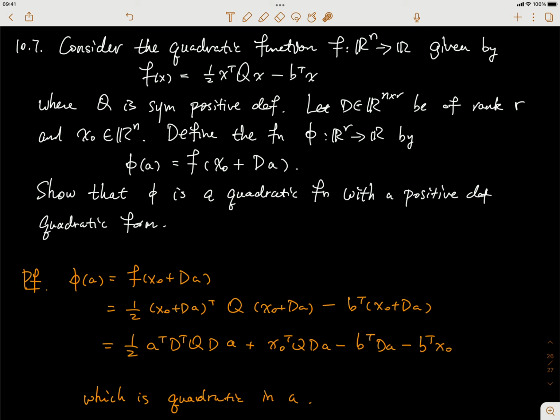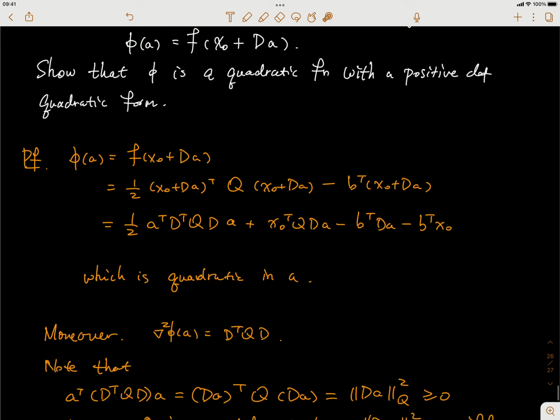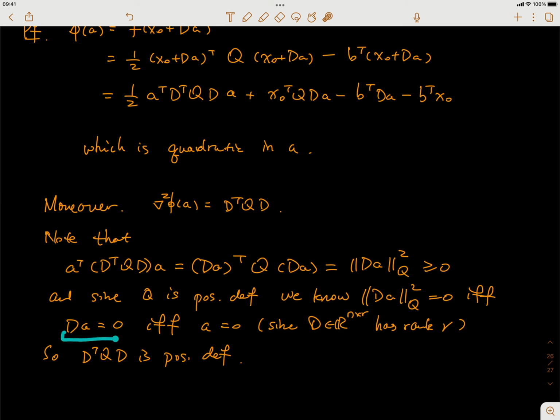of rank r, that means D has full column rank, meaning that the columns of D are linearly independent. So if you have Da equals 0, then that means you're making a linear combination of the columns of D using the components of a as coefficients. You get 0, then the only way that can happen is that the coefficients are equal to 0, meaning that a is the 0 vector. It's the r-dimensional 0 vector. That means if and only if a is equal to 0. So this proves that this is equal to 0 if and only if a is equal to 0. So that means D transpose QD is positive definite.